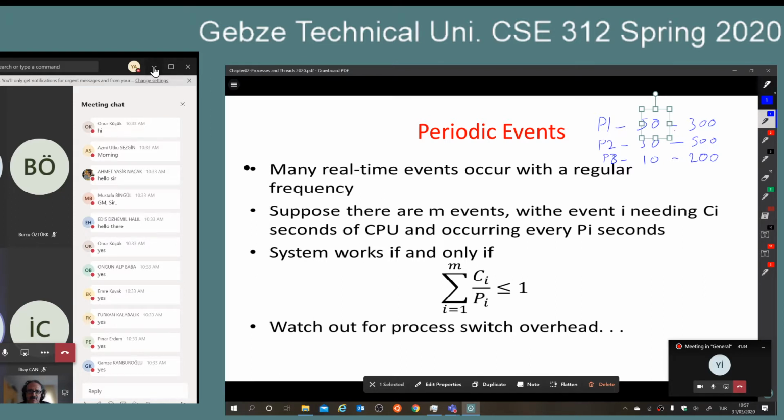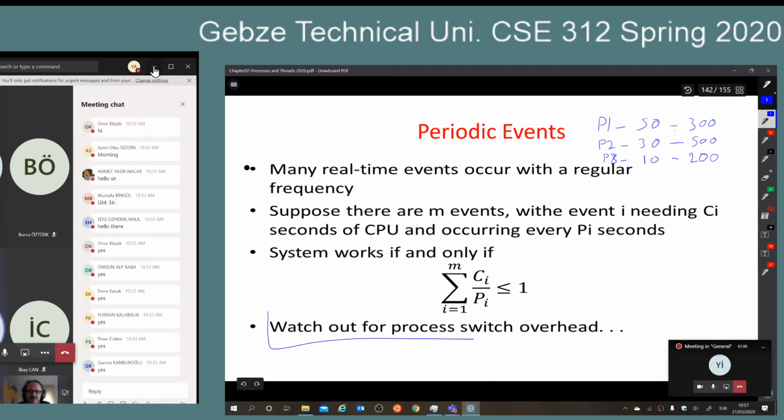We never had such a calculation in any other scheduling algorithms. Why? Because we didn't have these kind of deadlines. We never said that it's going to take 50 milliseconds every 300 milliseconds, and so on. For real-time systems, this should work. Of course, we should be careful about the process switch overhead too.